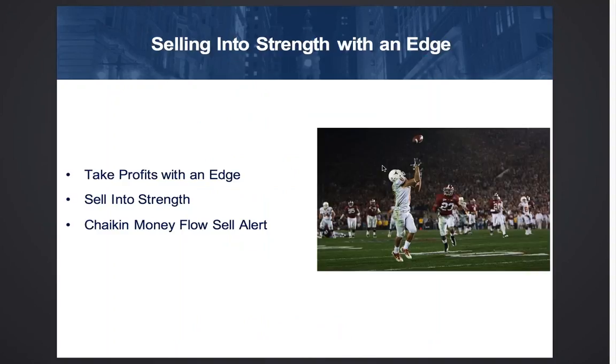Now the final thing I want to emphasize, keys on that bearish money flow alert. One of the best things you can do to trade like the pros in the options market is to sell into strength, particularly when you have an edge. So you want to take profits with that edge, sell into strength, and the Chaikin money flow sell alert is the best way I know to do that. We'd all like to throw the long ball and hit home runs, but sometimes you got to be content to do what the market's telling you and take your profits.